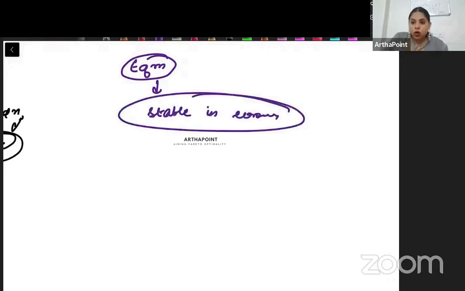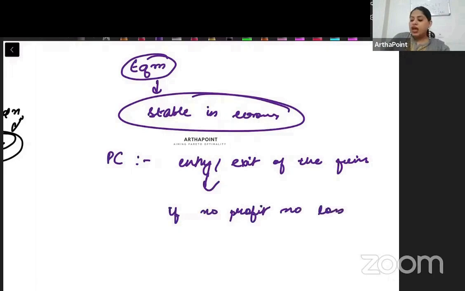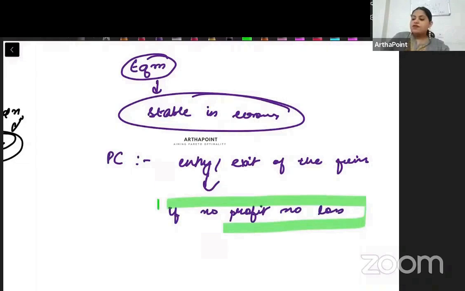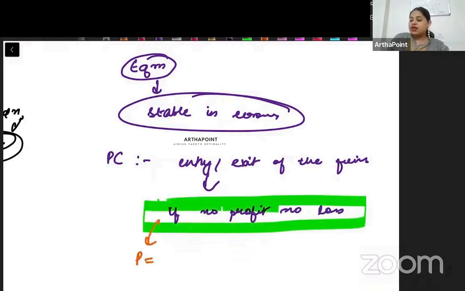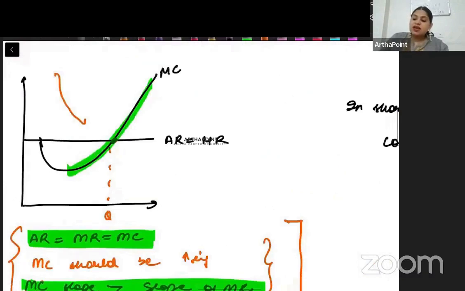So we know that when we talk about perfect competition, we can have entry or exit of the firms. And there will be no entry or exit, a stability will be maintained, if there is no profit, no loss. And this no profit, no loss will be where we are able to cover the cost. So if I am able to charge a price such that my costs are also covered, there will be no entry or exit of the firm.